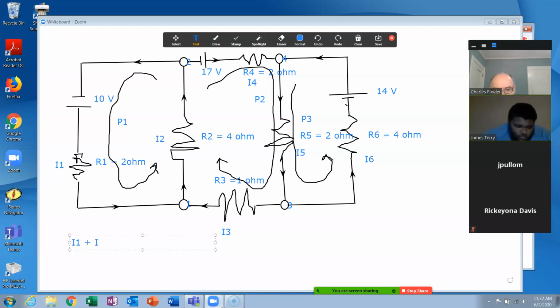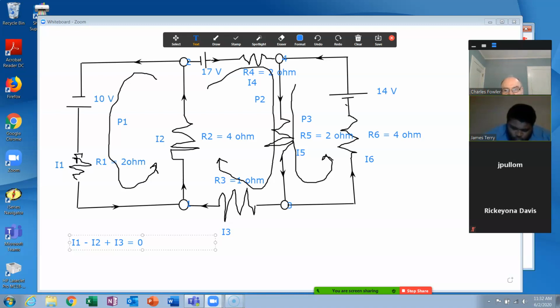Okay, I think I'm going to back off a moment here. Let's do it this way. I1's coming in, so it's positive. I2's going out, so that's negative. So let's make this minus I2. And then I3 is coming in, so that makes that a plus I3. And that's equal to 0.